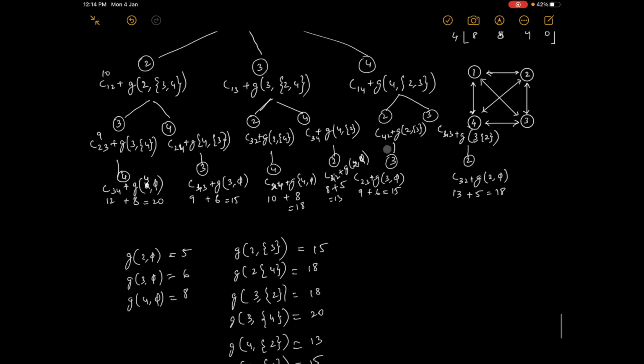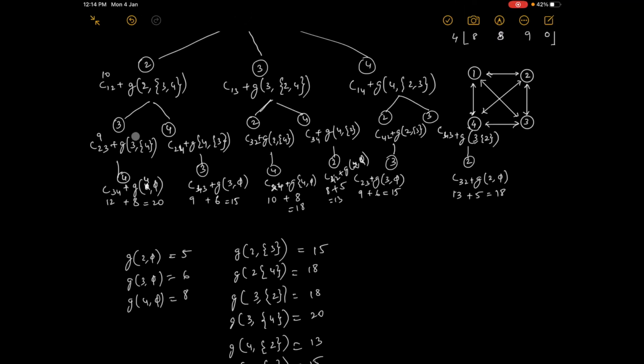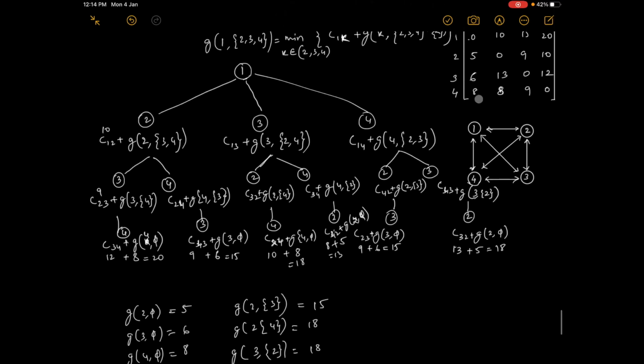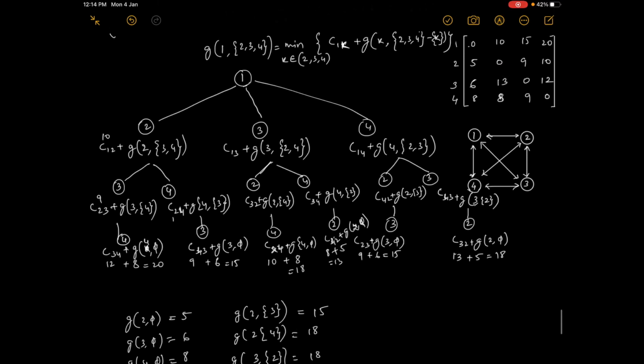Okay, now we have got all these terms. How much is C24? C24 is 10, correct? Here you have to watch. What is C32? C32 is 13. What is C34? It is 12. What is C42? C42 is 8, correct?